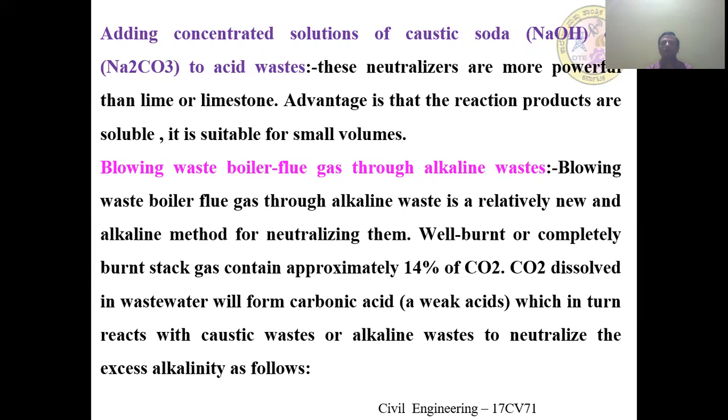Well burnt or completely burnt stack gas contains approximately 14% carbon dioxide. The carbon dioxide dissolves in the wastewater and forms carbonic acid, which in turn reacts with the caustic or alkaline waste to neutralize it. That is how the excessive alkalinity is handled, as we discussed.